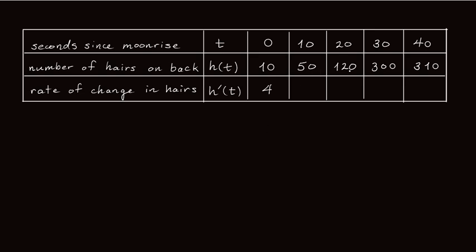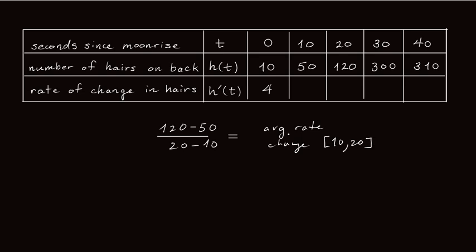Okay, so let's do that. The interval to the right, that's going to be 120 minus 50 divided by 20 minus 10. That's the average rate of change over the interval between 10 and 20. And that's equal to 70 divided by 10, and that's the same as 7. So the average rate of change between 10 and 20 was 7.